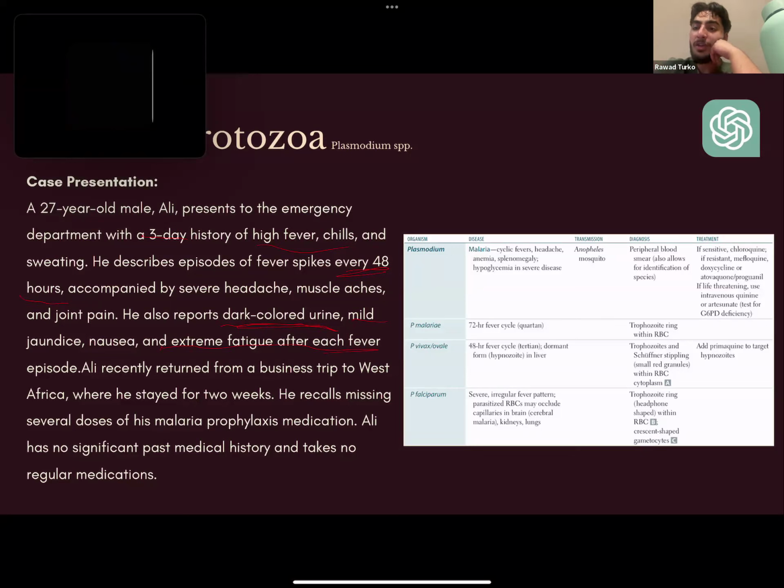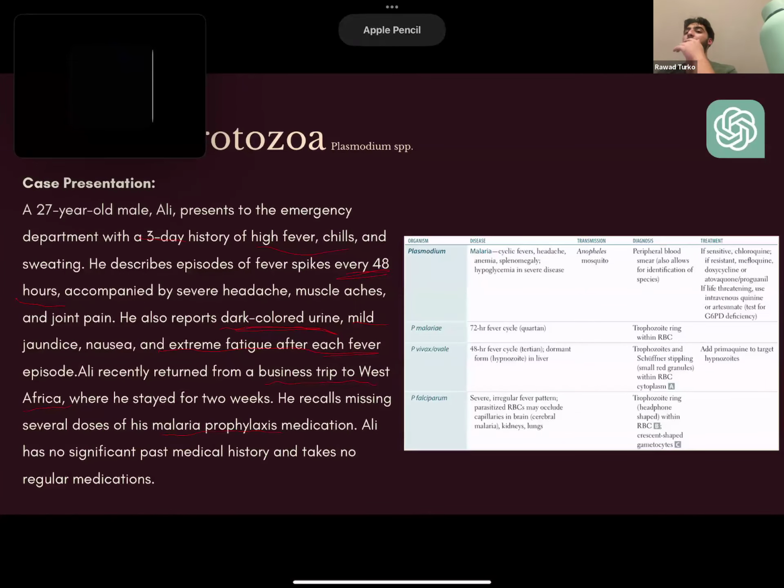Okay, so he recalls returning from a business trip to West Africa, and he missed his malaria prophylaxis medication. So this is malaria, obviously. And this is, again, a table from First Aid. So falciparum, severe irregular fever pattern, parasitized RBCs, whatever. You guys get it, okay? So the transmission, again, is through the Anopheles mosquito.